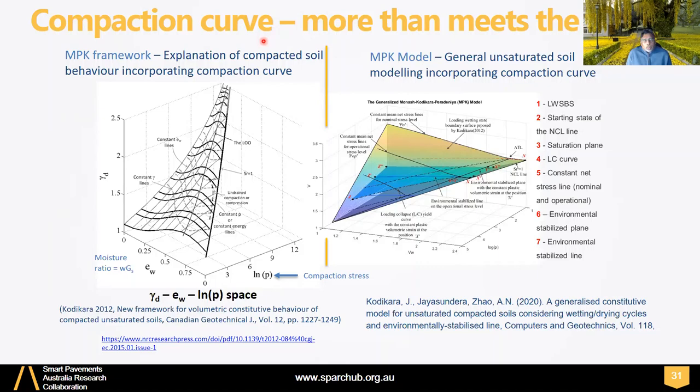So we have developed a framework known as the MPK framework to explain the compaction curve in general, utilizing the compaction stress as well, in a family of compaction curves and associated other features. It can be used to predict the settlements and collapse, wetting, shrinking, swelling, and so on for compacted soils. It's published in this journal paper. You can download it freely from the internet.